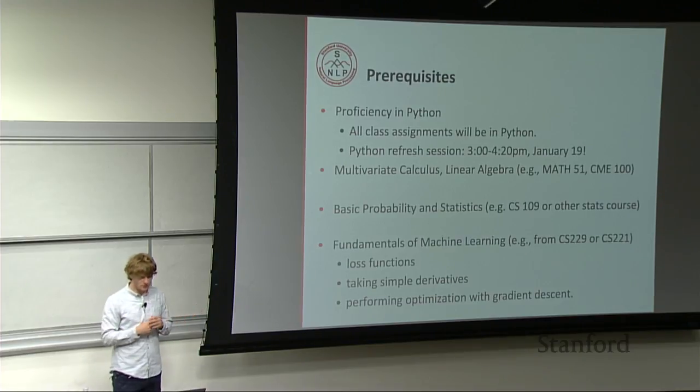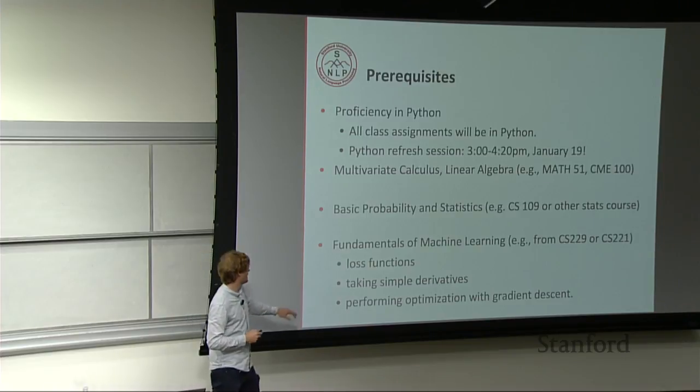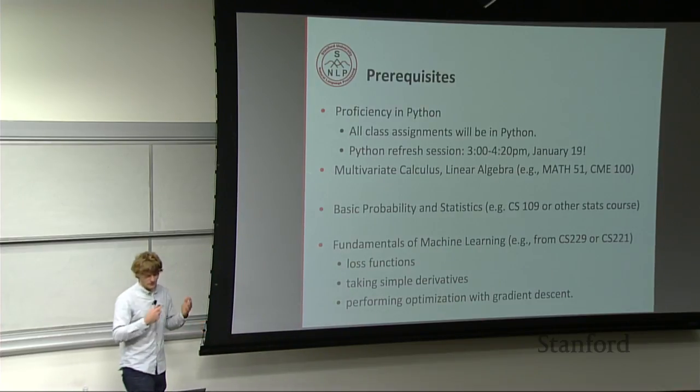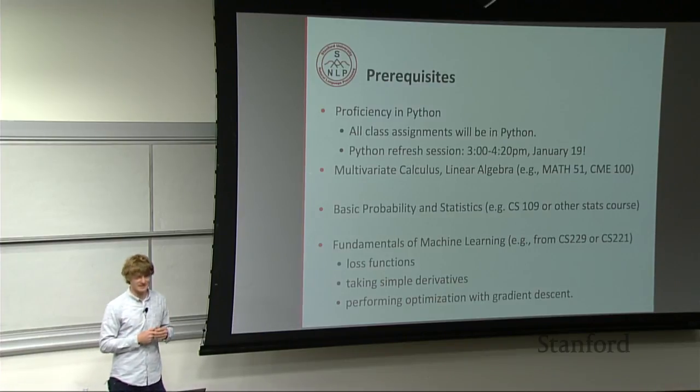You also will need to know multivariate calculus and linear algebra. Those are some simple math equivalent classes. You'll need basic probability and statistics. And ideally, you also have the fundamentals of machine learning. So you've taken already a precursor to this class that teaches traditional machine learning methods and AI methods like 229 or 221. In particular, you'll have a much easier time if you know loss functions, you know how to take simple derivatives, and you know how to perform optimization with gradient descent.